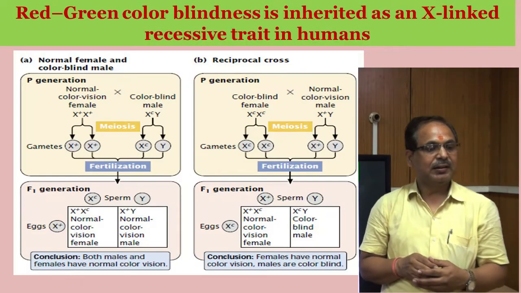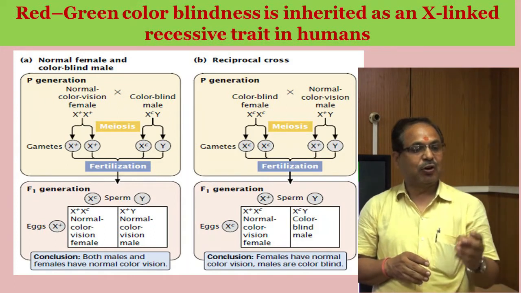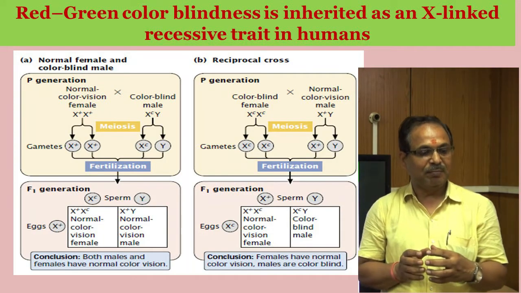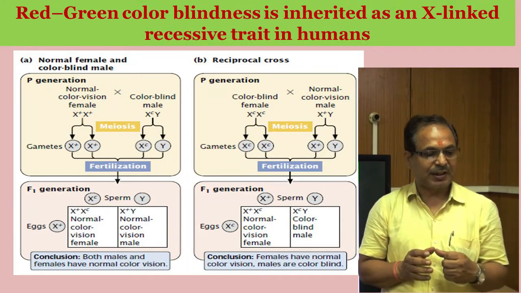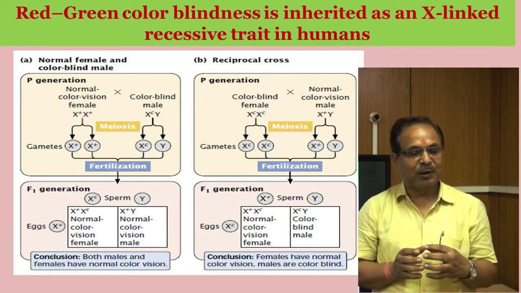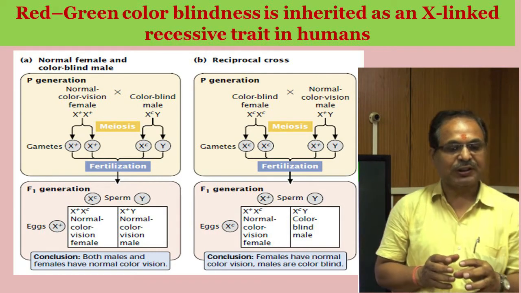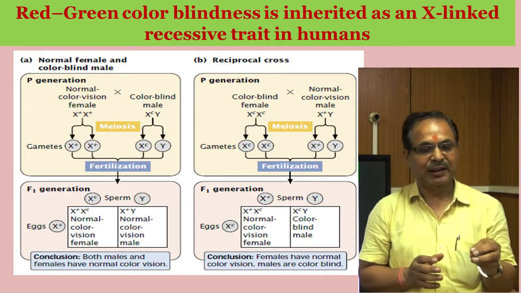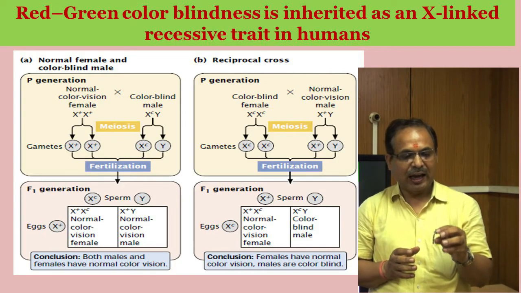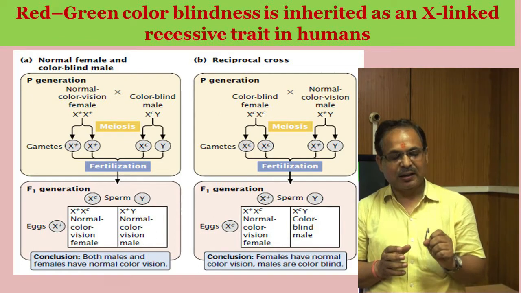So we can see here the red-green color blindness inheritance when a normal color vision female is crossed with a color blind male. In the F1 generation, both males and females have normal vision. But when we make the reciprocal cross, where the color blind female is crossed with the normal color vision male, we observe that the females have normal color vision but the males are color blind.